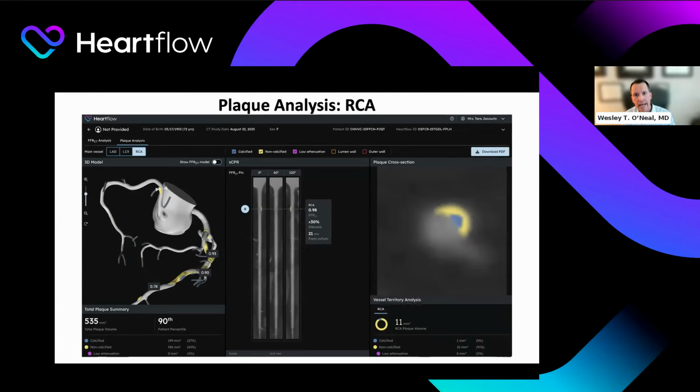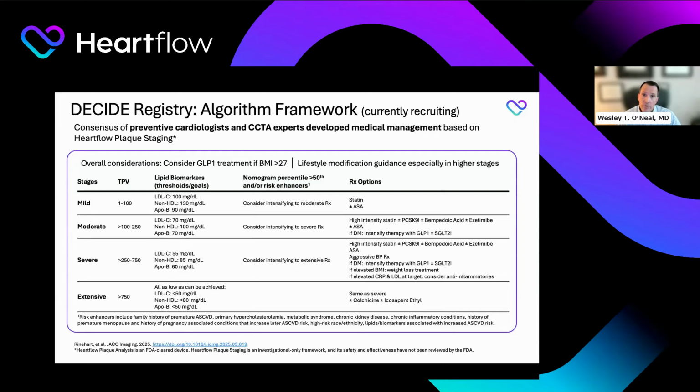So back to the DECIDE registry again, it gives you a nice staging algorithm. Again, this patient's in the severe range, but this patient also is above the 50th percentile. So you're really able to see, you would treat this patient with extensive plaque, or their treatment algorithm or their goals or their thresholds for LDL reduction should be in that range. And it really gives you a really nice algorithm to follow to help get that patient to goal.